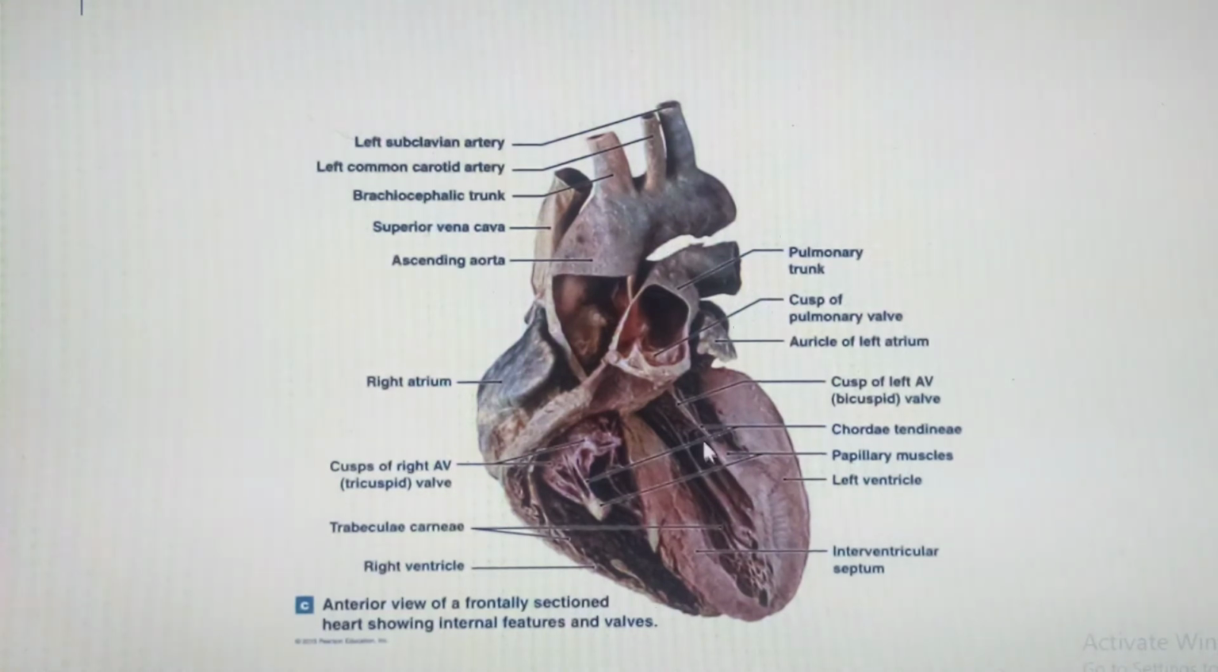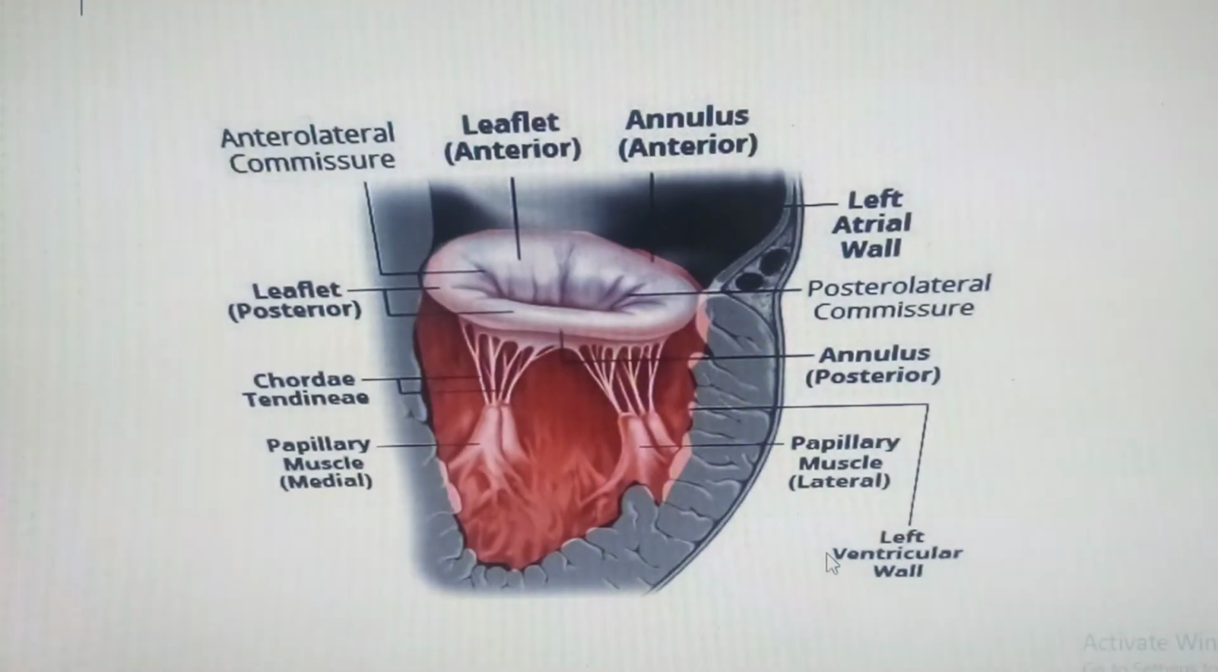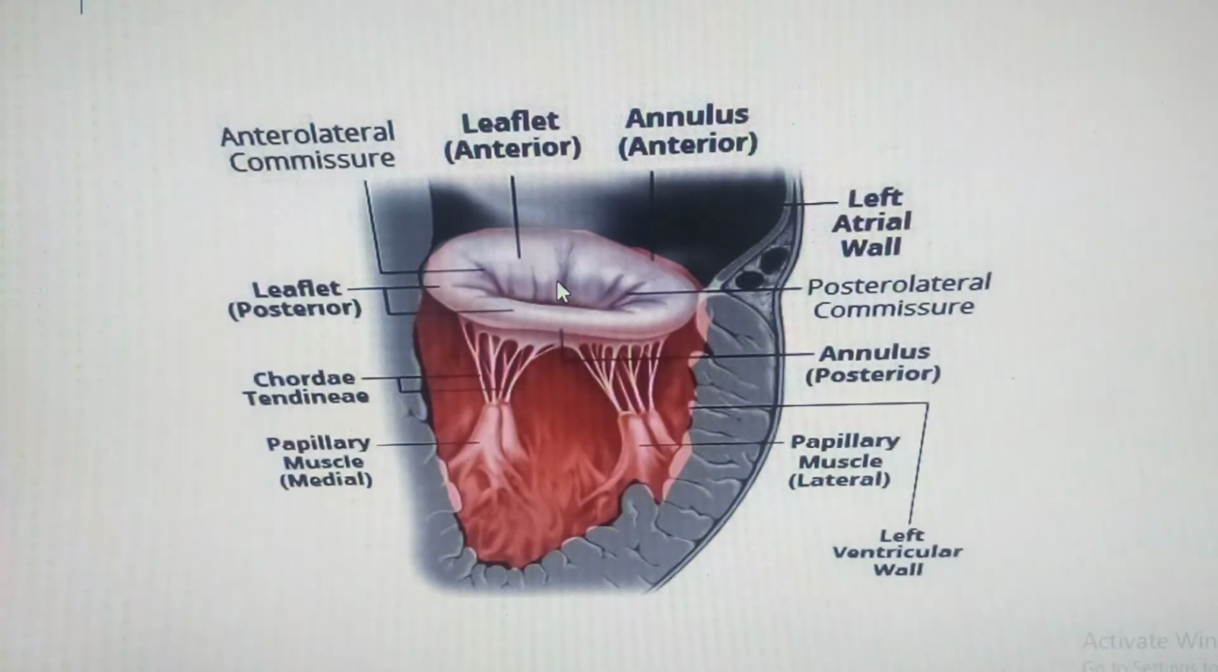This is very important that you have to know. Let me just show you the mitral valve. It looks like a mitre of, let's say, a bishop or a pope. That's why we call it the mitral valve, also called the bicuspid valve, also called the left atrioventricular valve.